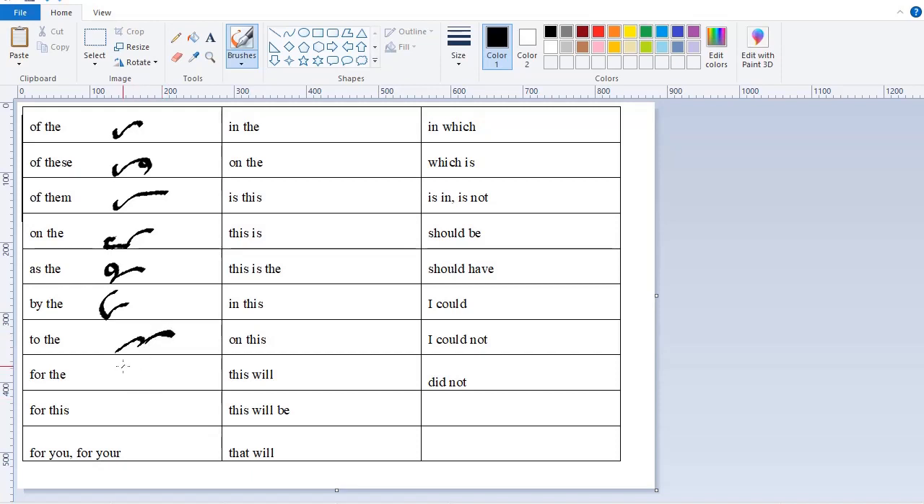Next, we have "for the." We have "for," and then "the." For "this," we have "for," and then our "this." And then for "for you," we have "for," and then "you." We repeat our "you" stroke here.